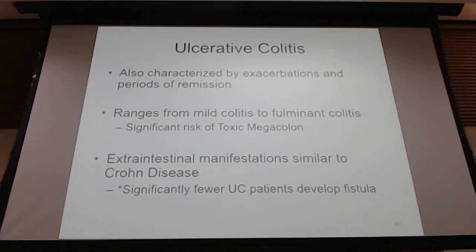Very similar to its friend Crohn's, it has exacerbations and periods of remission. Now, if it does go from mild colitis to a fulminant colitis, it's going to be very significant. Something that we talked about last class was toxic megacolon. Now, extraintestinal manifestations are similar to Crohn's disease. You're going to see less of fistulas with ulcerative colitis. So fistulas are going to be much more common with Crohn's, less common in ulcerative colitis.